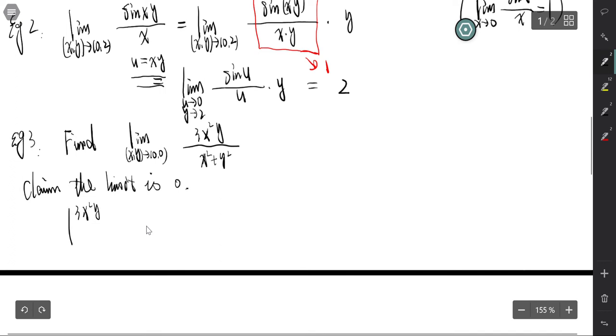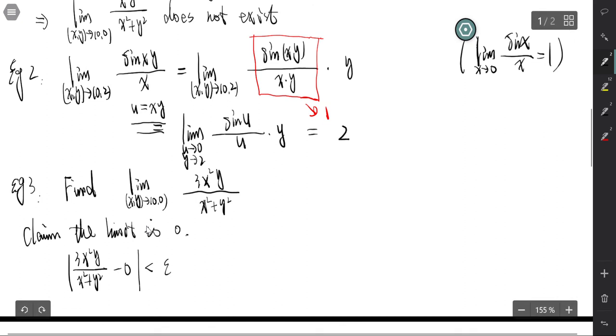The absolute value of 3x squared times y over x squared plus y squared minus 0 is less than epsilon. The proof, using the definition to prove the limit, should always start from the inequality because epsilon is any arbitrary number. So we start from this inequality to find the delta. To prove this, this inequality, that is 3x squared times y over x squared plus y squared less than epsilon.